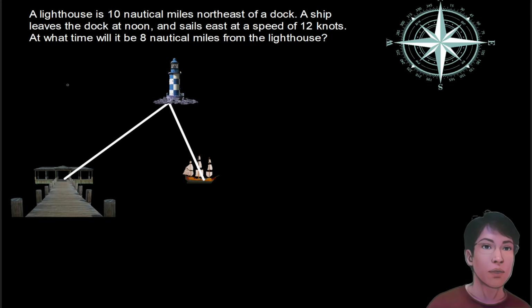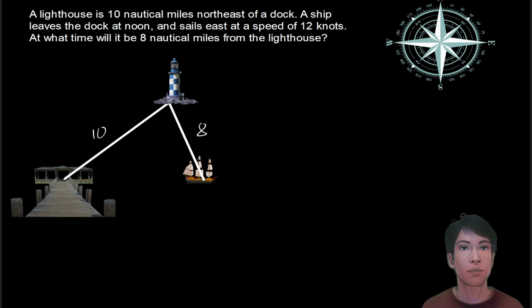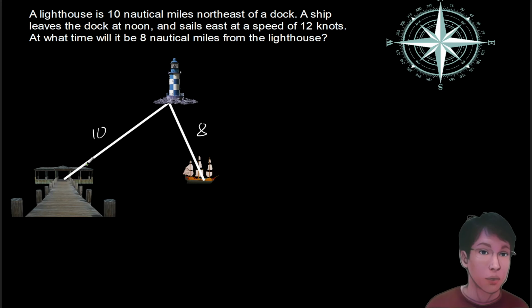So this is 10. The lighthouse is 10 nautical miles northeast of a dock. So this is 10 nautical miles, then this is 8 nautical miles. So the question is, at what time will the ship be 8 nautical miles from the lighthouse? Let's first get the angle.